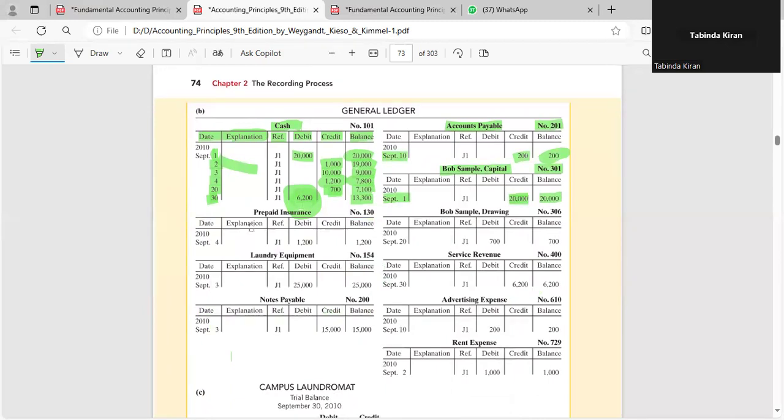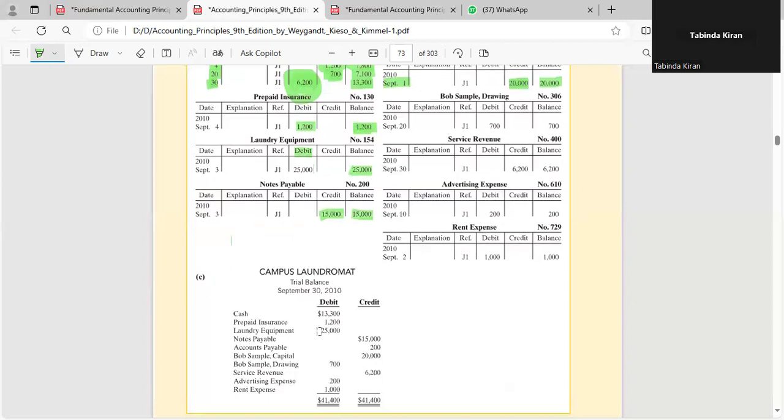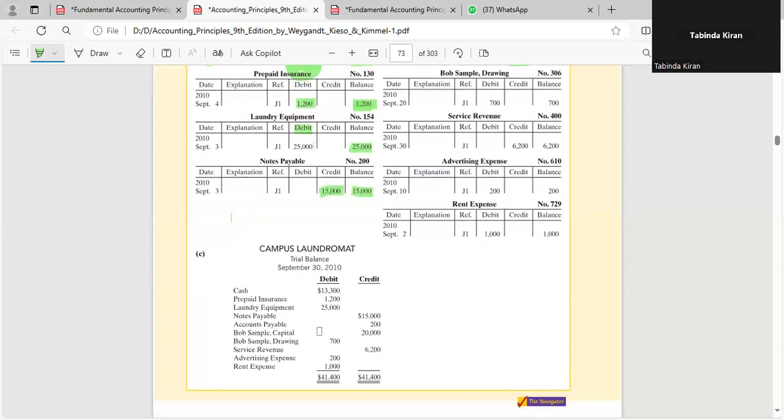of the ledger. Like cash has an ending debit balance of 13,300. So prepaid insurance has an ending debit balance of 12. So you can see it's a debit balance. So laundry equipment has a 25,000 ending debit balance. Note payable has a 15,000 ending credit balance. So that's like this. We have come up to the ending balances of all the ledgers, and the last step now is the preparation of trial balance.